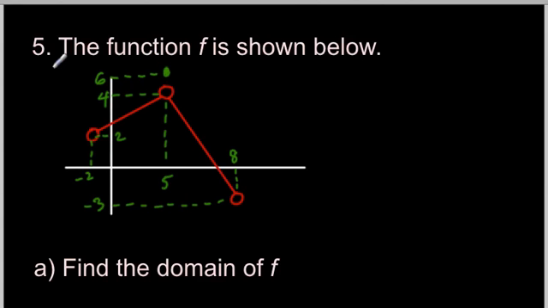All right, number 5. The function f is shown below. So here's the function, here's this point. There are 3 open circles right here. This point is -2, 2. This point is 5, 4.